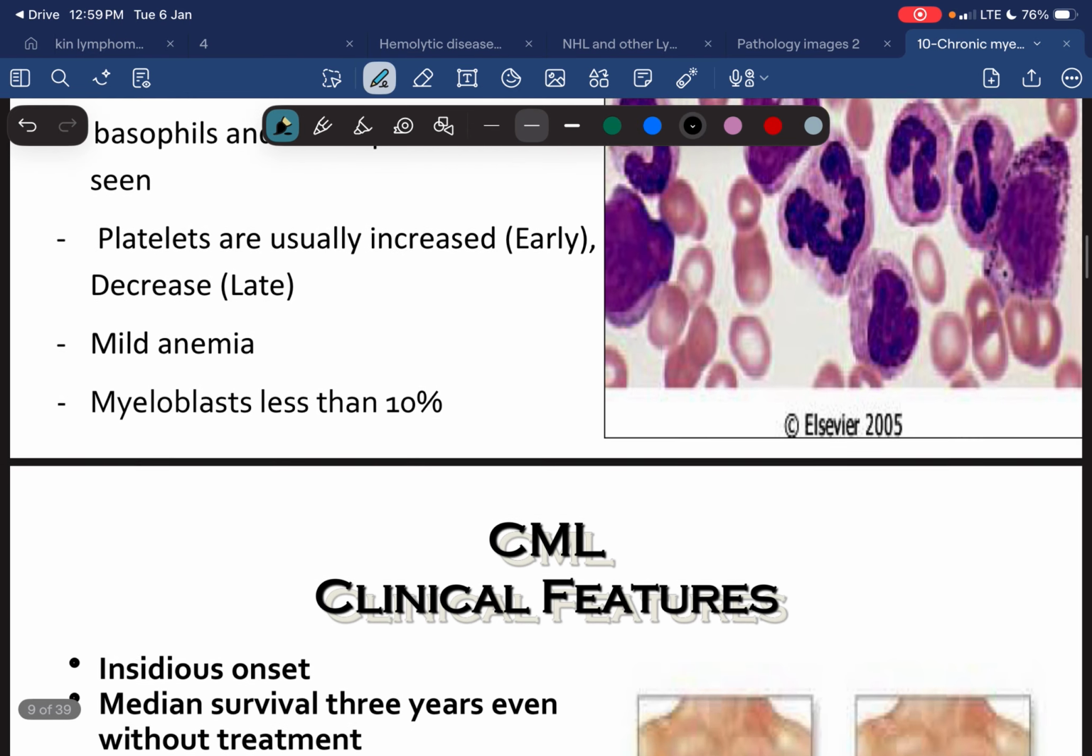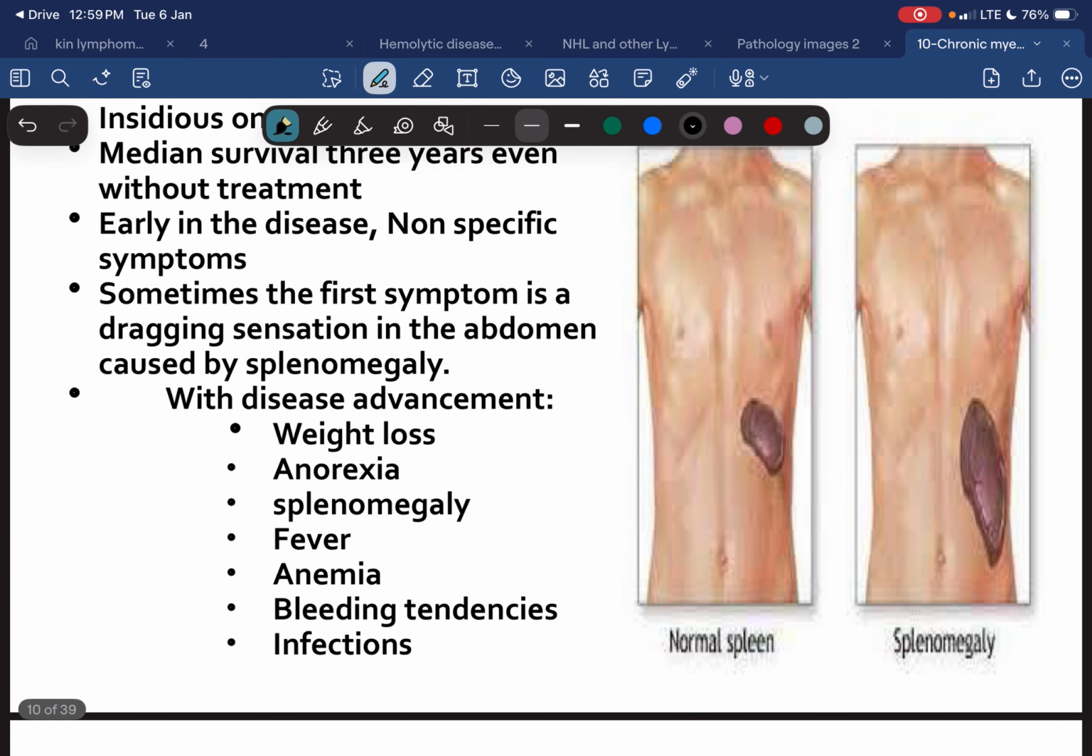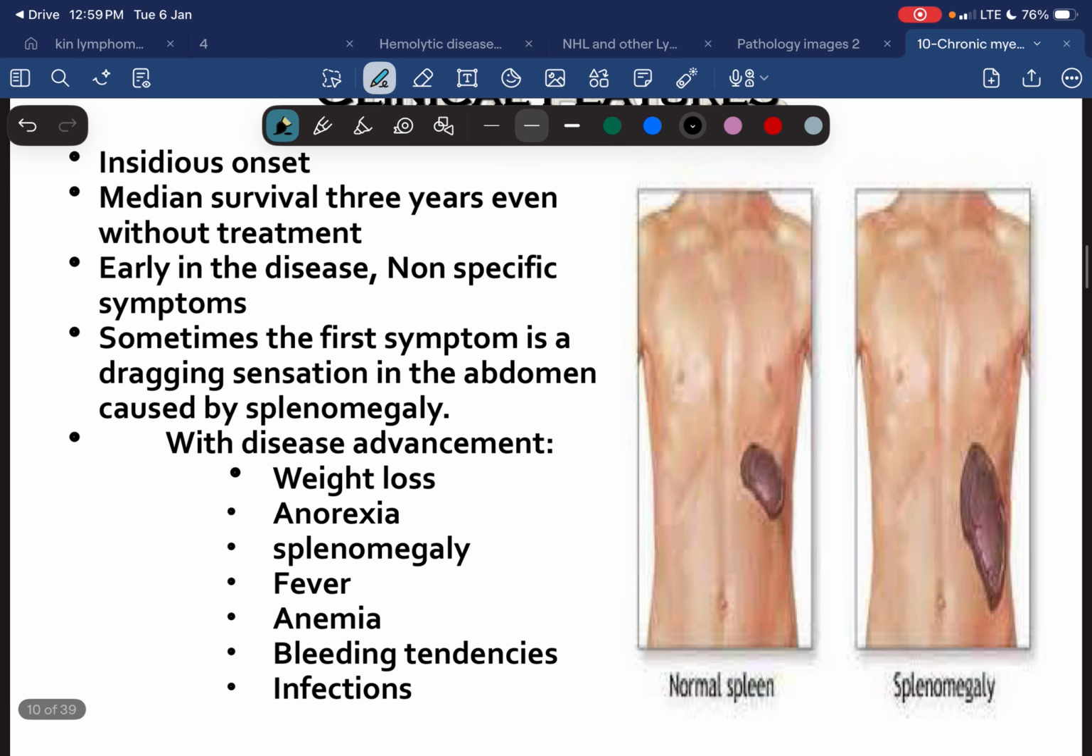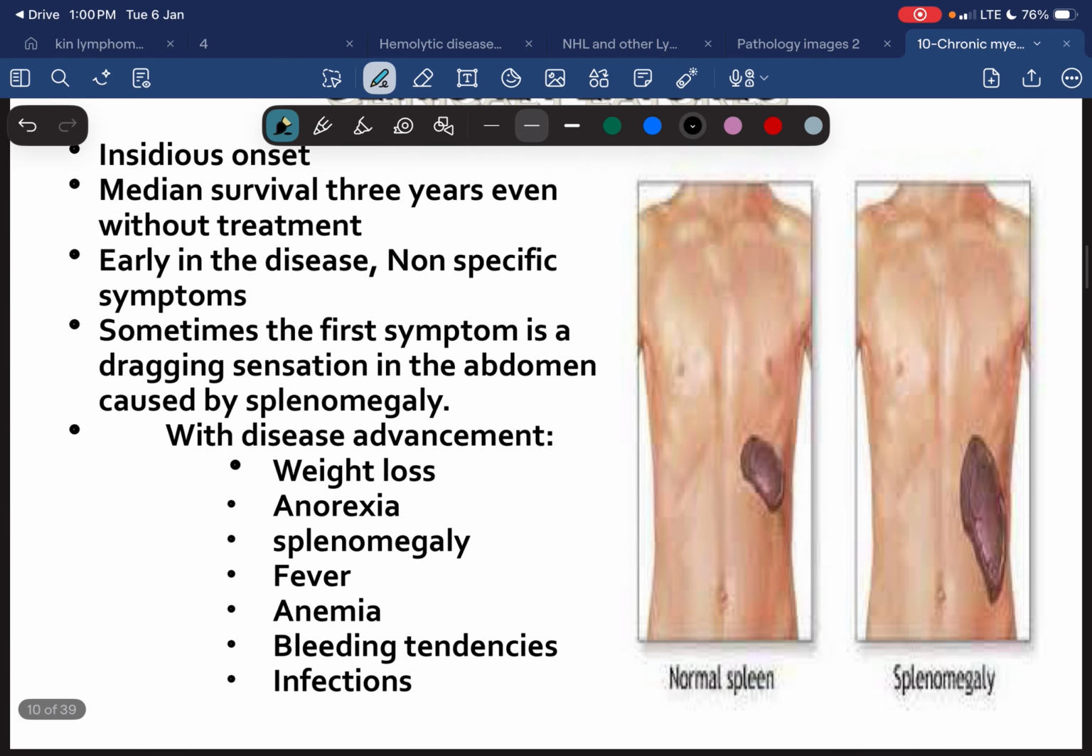Clinically, this disease is of insidious onset, slowly growing, with no specific symptoms. Sometimes the first symptom is a dragging sensation in the abdomen due to enlargement of the spleen, a tension sensation in the abdomen due to splenomegaly. So the symptoms are non-specific: weight loss, anorexia, fever, anemia, infections, shared with all neoplastic processes.